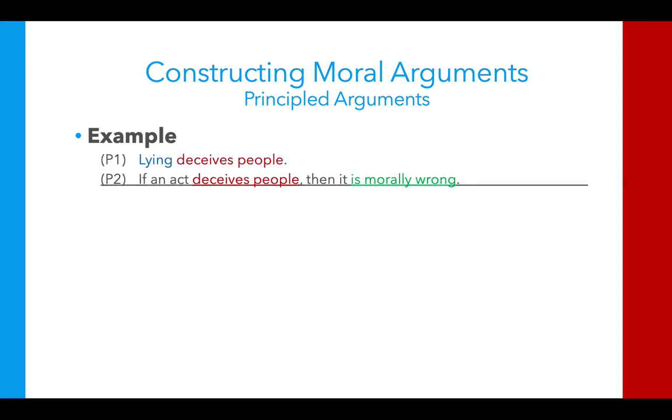Premise 1 says lying deceives people. Premise 2 says if an act deceives people, then it's morally wrong. What can we conclude from these two claims? If you said lying is morally wrong, then you're right on. You got the right answer. So that's the conclusion. So therefore, lying is morally wrong.